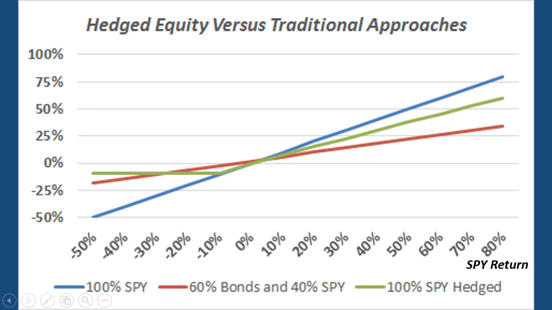The green line is 100% in the SPY, but with that hedge, using puts and calls. And there you can see on the upside, it has a much higher expected return than the 40% stocks, 60% bonds. But on the downside, the max you can lose is this line right here. Might be about, I don't know, 10 to 11%. I have a spreadsheet.